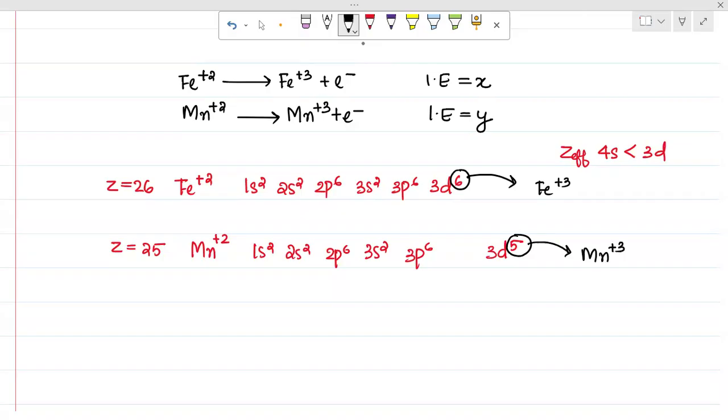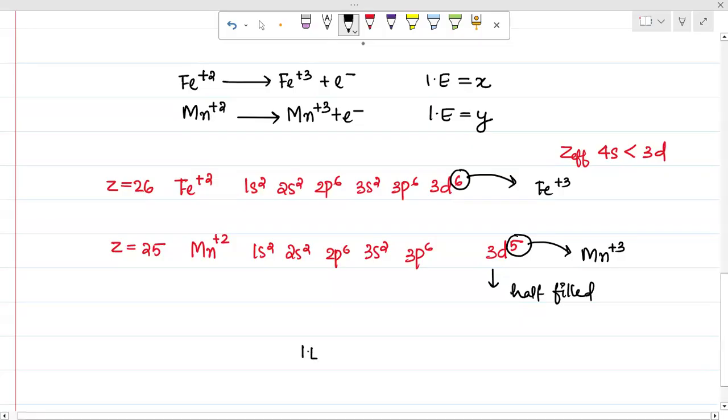So you know d5 is a half-filled configuration. So if it is a half-filled configuration, of course, its ionization energy will be high. Correct? So if you check the order, these are not noble gas configurations. Criteria 1 gone. Criteria 2 is penetration power. Both of these belong to D, so that is also gone. So third one is configuration. If you check the configuration, this is half-filled. So the ionization energy of Mn plus 2 is going to be way higher than the ionization energy of Fe plus 2. Okay, meaning Y is greater than X. This is how you do it.